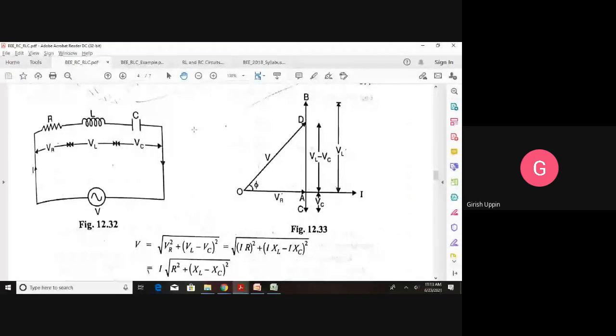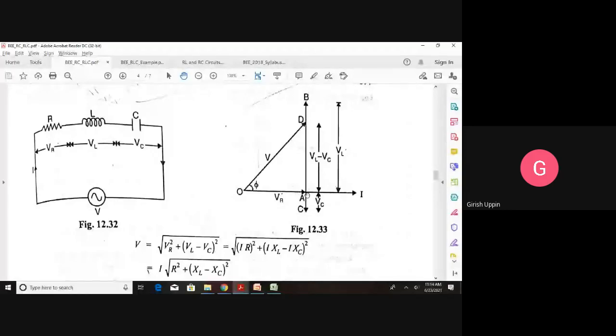If we combine all those things, if I take a common reference of this I, now you can see this is the O and A is nothing but the VR, that is the voltage across the resistor. This is the current that is flowing in the circuit. So if you see VR and I, they are in phase, or the angle between them is 0 degrees. Both are on the same line.